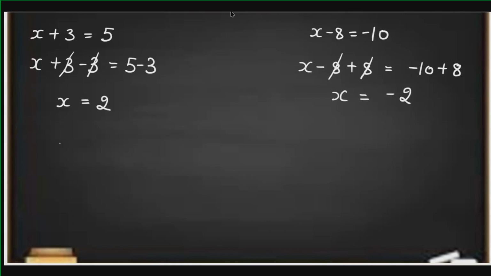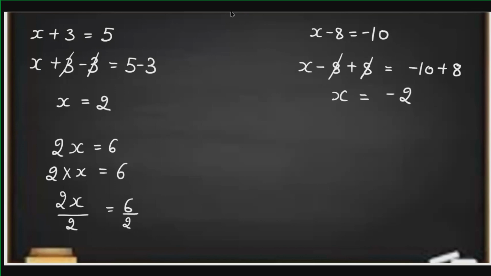Similarly, if we write the other equation, 2x is equal to 6, it means 2 into x is equal to 6. Now we want the variable on one side, so we have to get rid of this 2. And to get rid of this 2, what do we need to do? We need to divide the equation by 2. Once we divide the equation by 2, we'll get x is equal to 3.